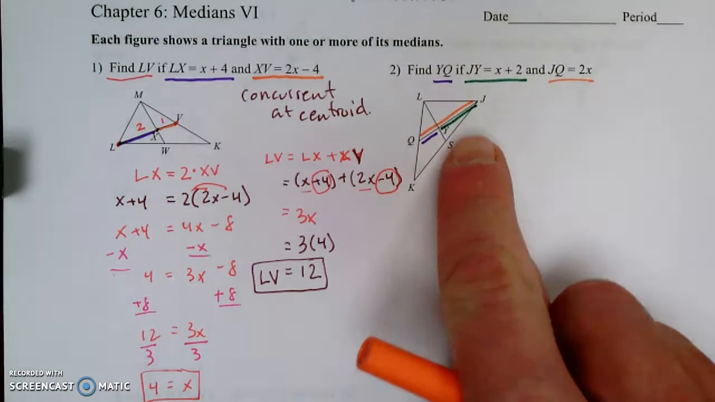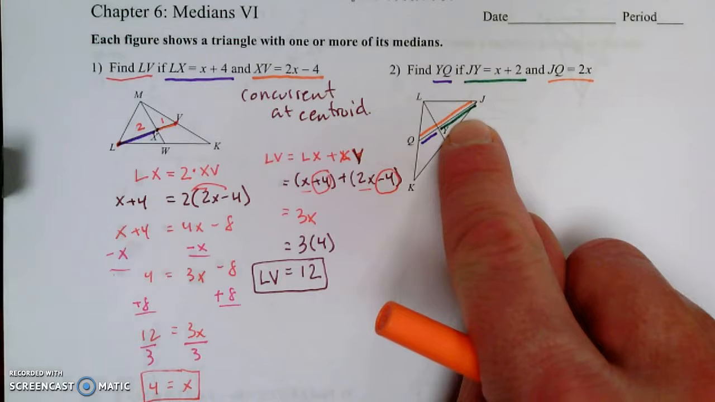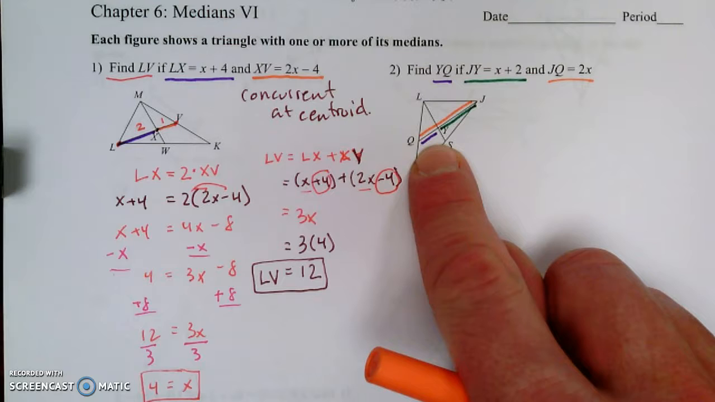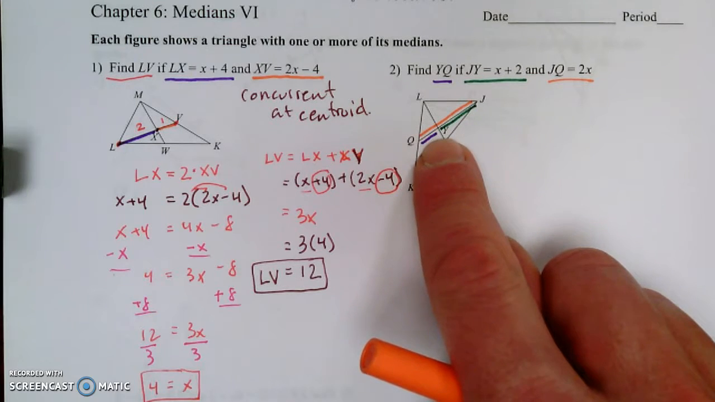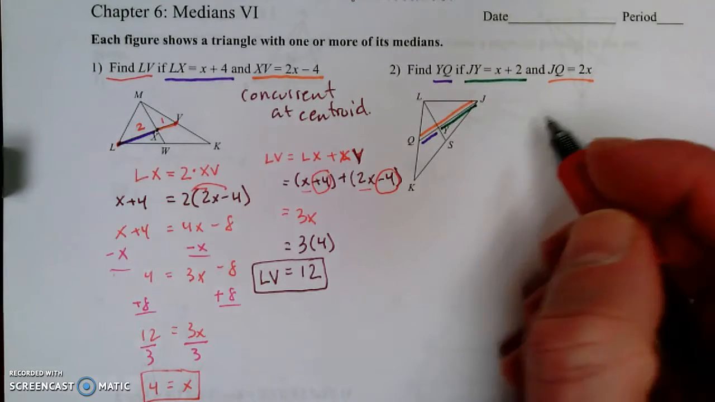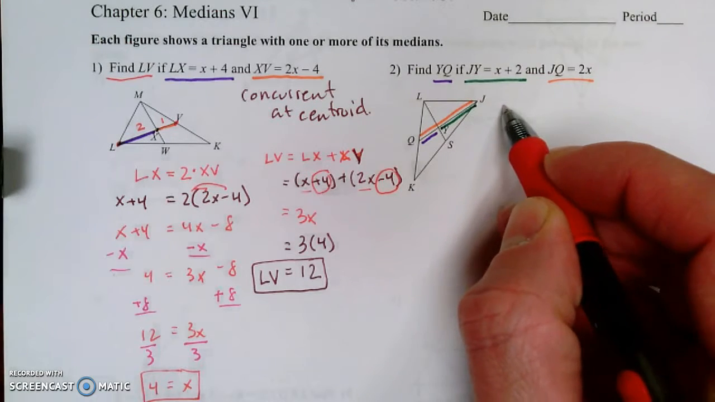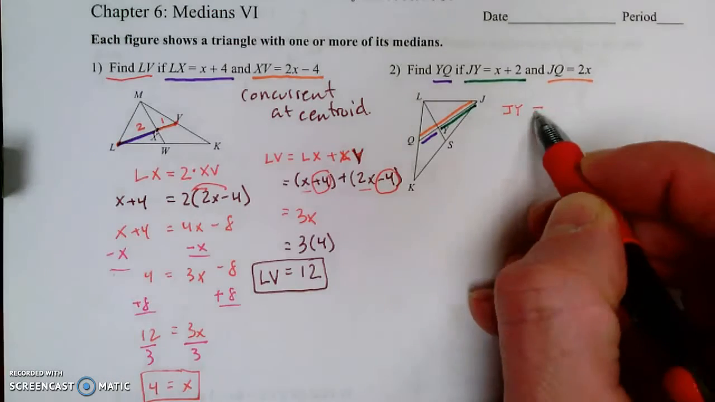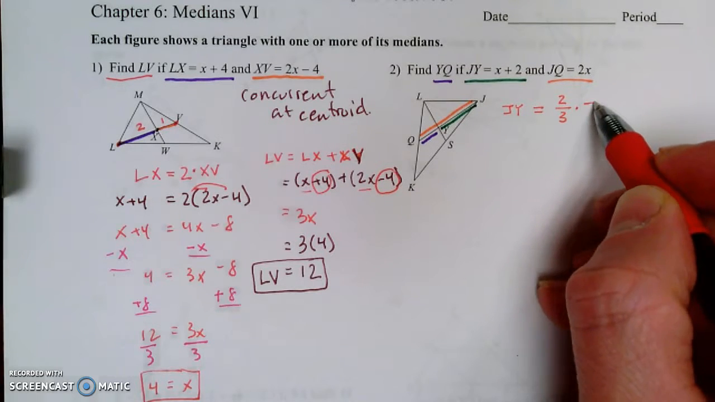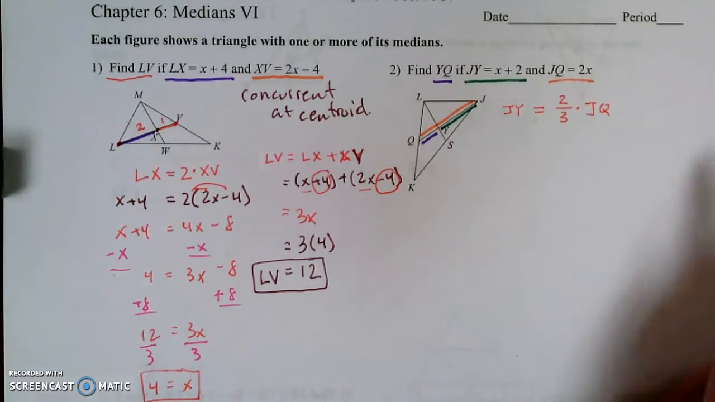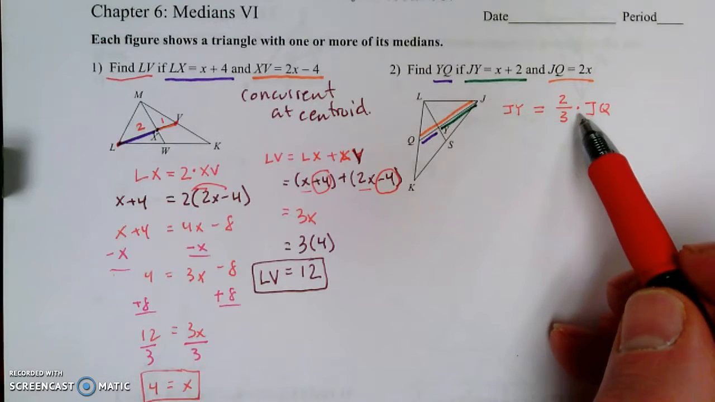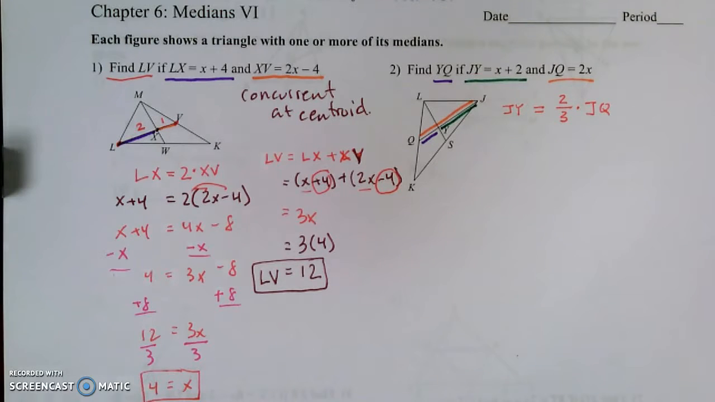Now remember that this JY makes up 2/3 of the entire distance, and YQ makes up 1/3 of the entire distance. So we're going to set up our equation to say that JY equals 2/3 of JQ. And oftentimes we're dealing with fractions. If you say 2/3 or 1/4 or 3/4 of something, multiplication is the operation you're going to use.